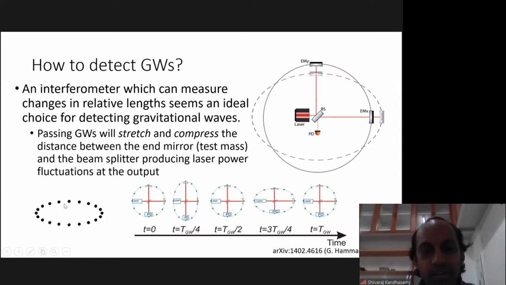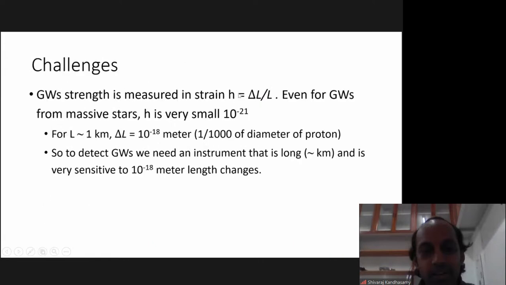So now we know how to detect gravitational wave signals. Where is the problem in detecting them? The signal is the strain, which is given by this equation, h equals delta L over L, where delta L is the length fluctuation produced by the gravitational wave over the original length. Even for a gravitational wave signal from very massive objects like black holes or neutron stars, the value of h is very, very small, at the level of 10 to the power minus 21.